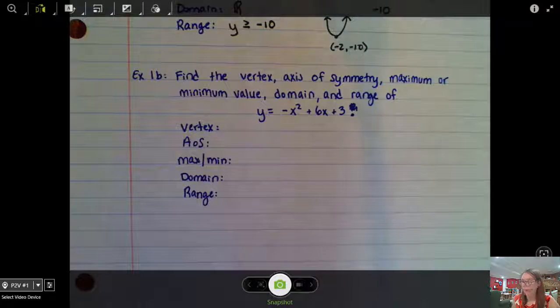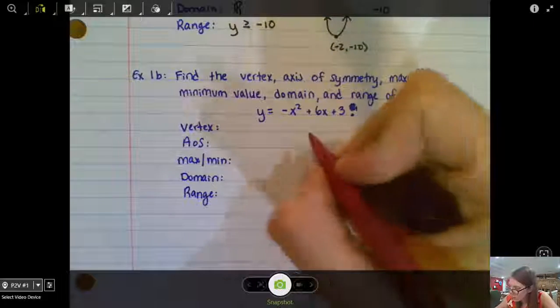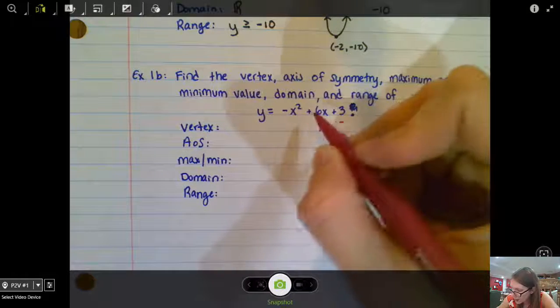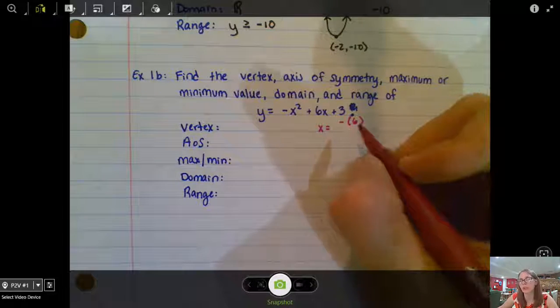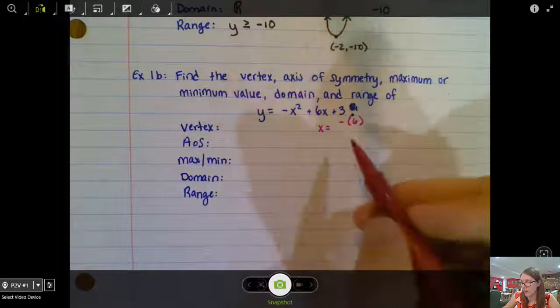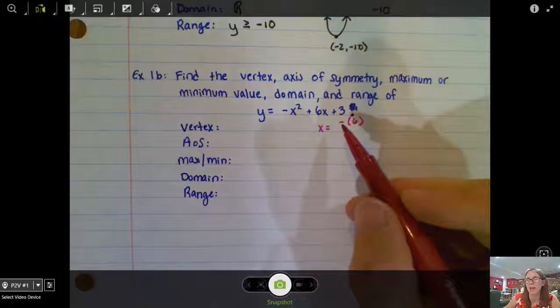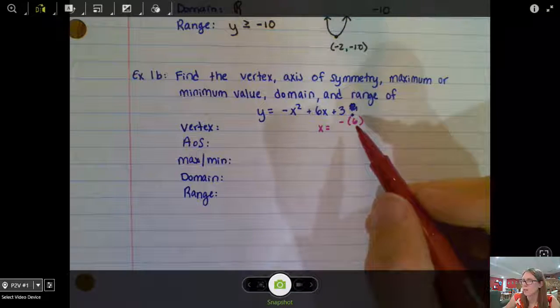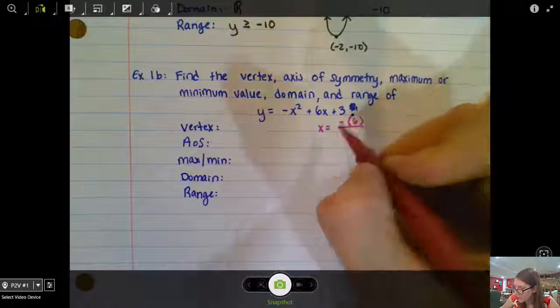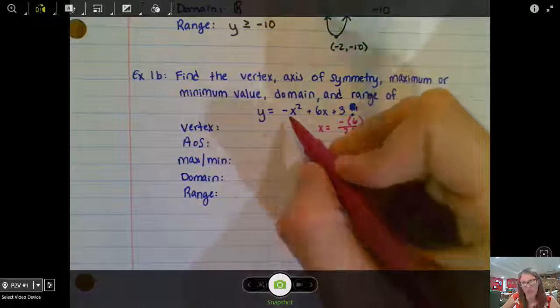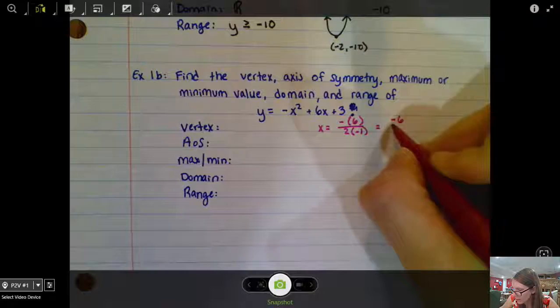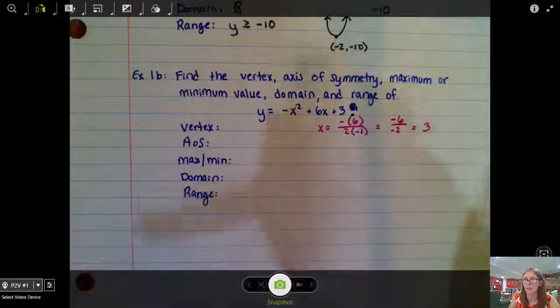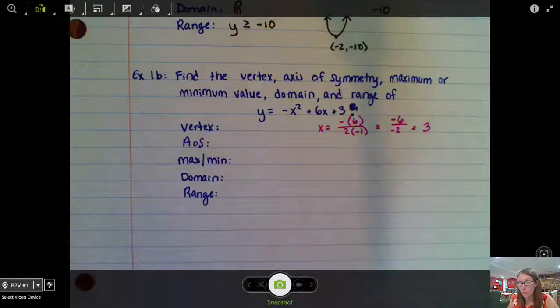Alright. To find the x-coordinate of my vertex in standard form, this is where we take negative b. The x-coordinate equals negative b. B is 6 here. I like to put my b value in parentheses just in case b is a negative value, then I can help distinguish between the negative from negative b over 2a and the negative from b's actual value. So negative b over 2a. What is a here? Well, a is really negative 1. This is negative 6 over negative 2, which is positive 3. So 3 is the x value of my vertex.